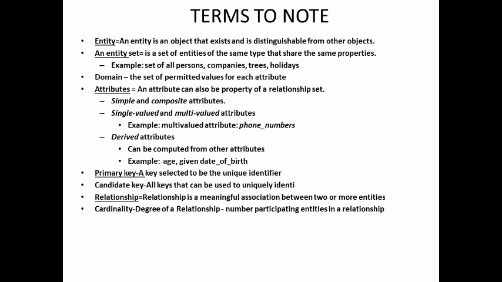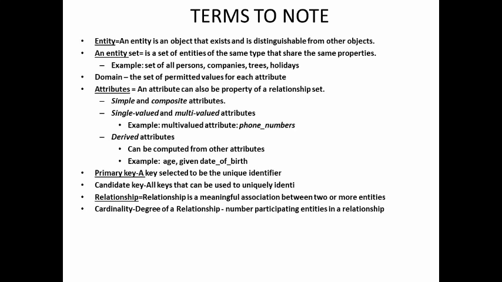So a domain will basically be a set of values that will be permitted for a particular attribute. Now, attributes, we use attributes to explain what an entity is all about, that is, to give a good description of an entity. For example, if you're talking of a student, they can have a registration number, a first name, a last name, and so on. So that's basically what we refer to as an attribute.